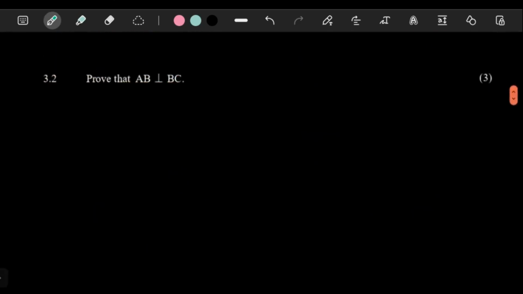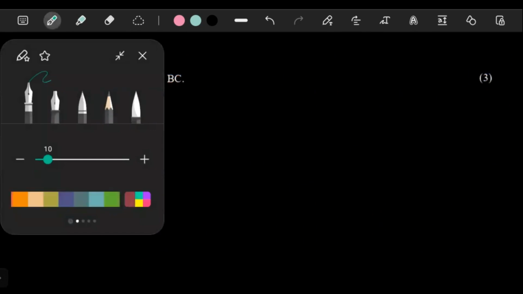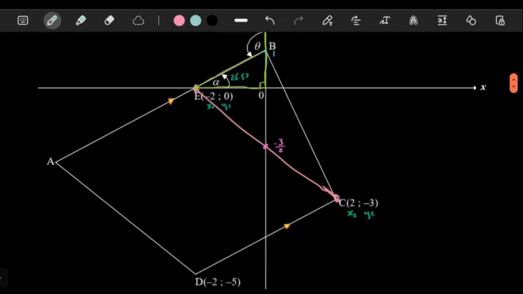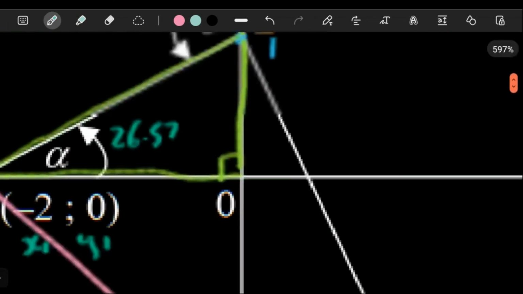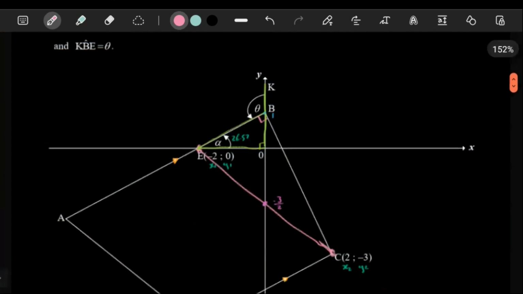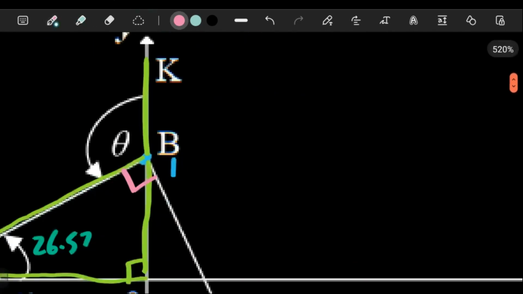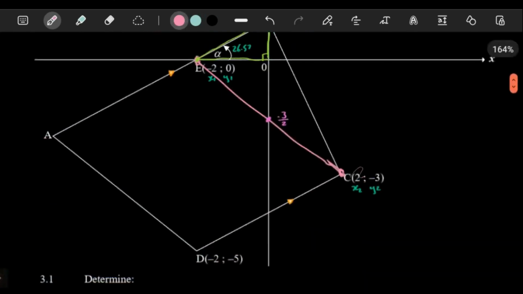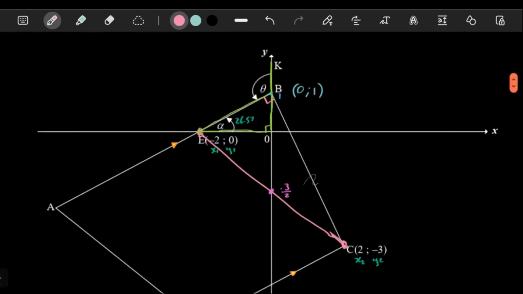The next one says we need to prove that AB is perpendicular to BC. So there's AB here, and BC. We need to prove that this is a 90-degree angle. And to prove that lines meet at an angle of 90 degrees, you can just use their gradients. We have all the information we need to get the gradient of the other line. The x value here is 0, the y value is 1, so we have the coordinate of B. We also have the coordinate of C. So getting the gradient of BC is not a problem, because we already have AB.